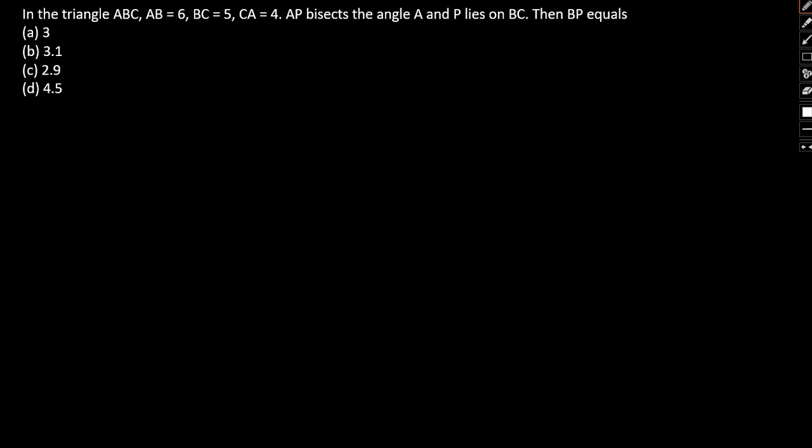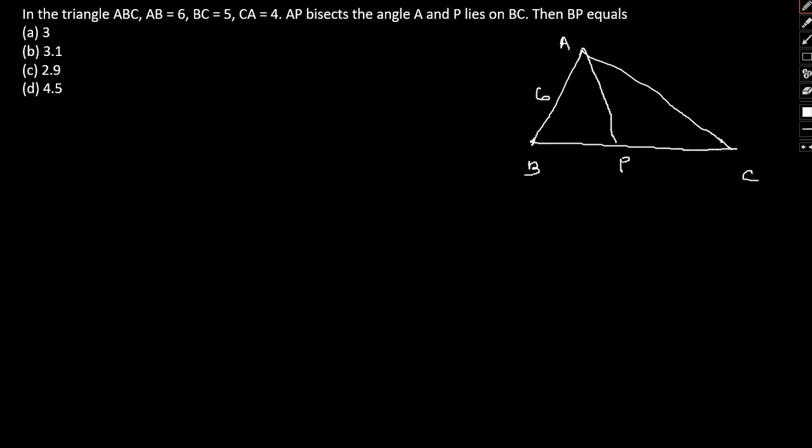Okay, so let's draw the triangle. This is our triangle, A, B and C. Say we have AP here. AB is 6, CA is 4 and BC is 5. So what we need is this particular length BP. We need BP.